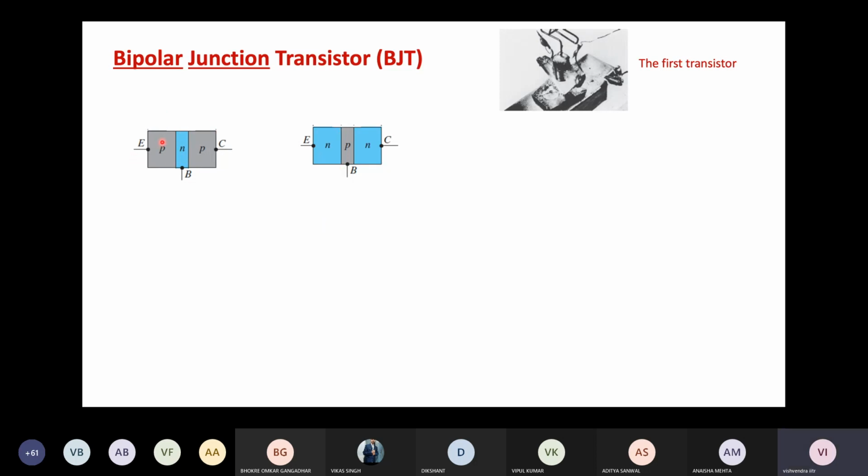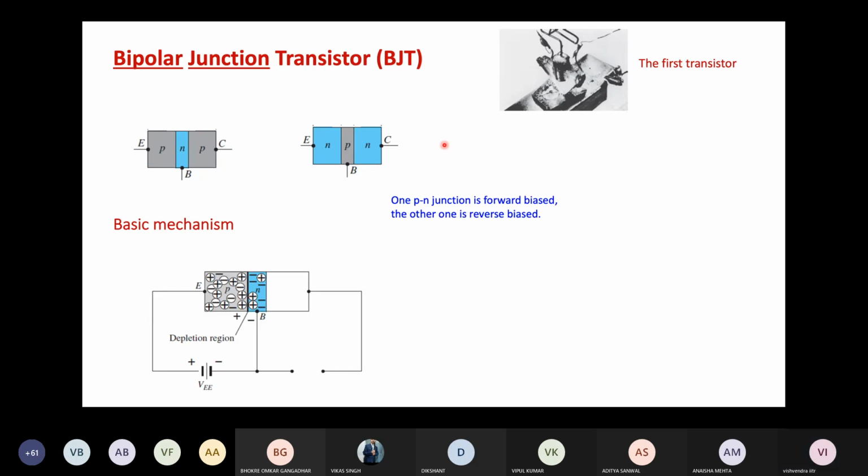There is one kind of BJT where there is a P-type material on two sides and N-type in the middle. Another type of BJT can be NPN, where a P-type semiconductor material is sandwiched between two N-type materials. So these two kinds of BJTs can be there, and generally in the most frequent operation of a BJT, one PN junction is forward biased and the other one is reverse biased.